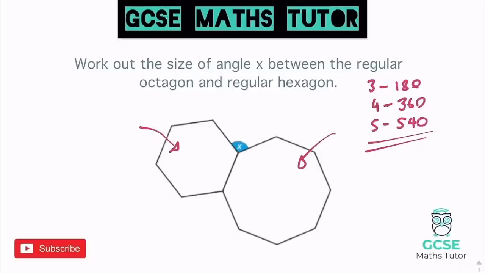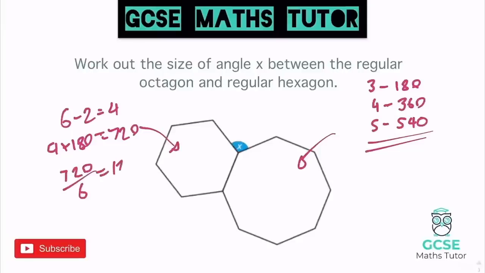So for 6 sides in a hexagon, we take away 2, so 6 take away 2, which is 4, and then 4 times 180, oh, that should be a times sign, let's change that, 4 times 180 gives us the total amount of angles in a hexagon, which is 720. So all the angles inside a hexagon equal 720, and there are 6 equal angles in there. So if we divide that by 6, 720 divided by 6 gives us 120 degrees. So all of these angles in the hexagon are 120.